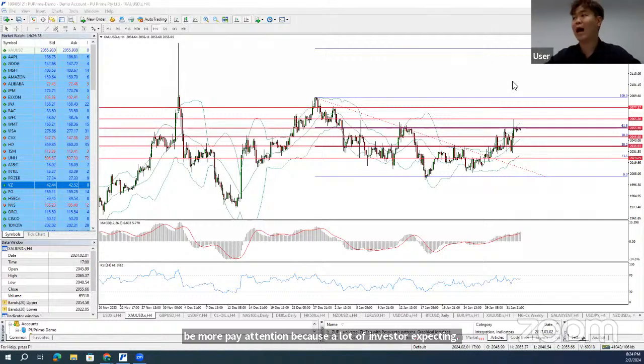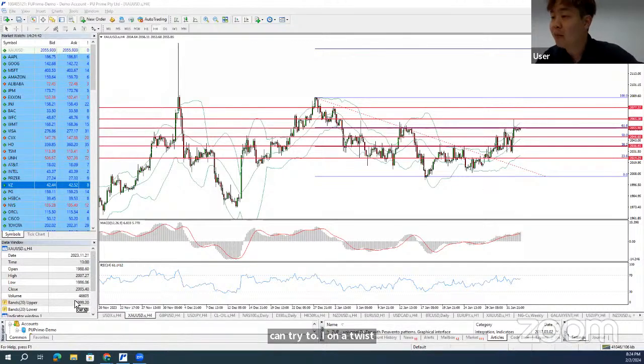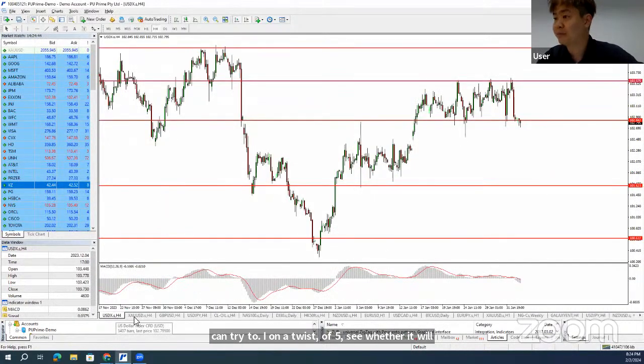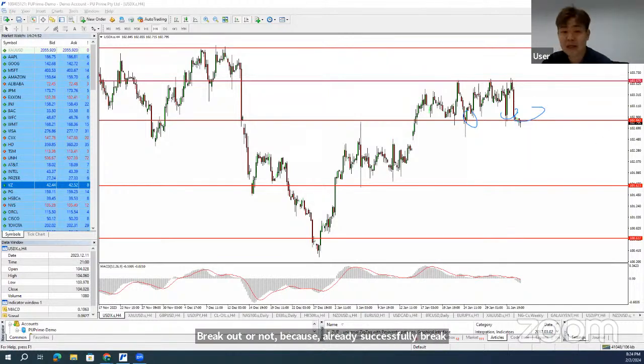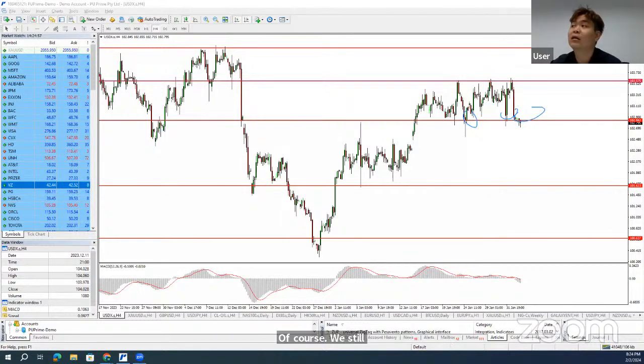So you can try to keep an eye on the 2055, to see whether it will experience a successful breakout or not for the gold market, because the dollar has already successfully broken below the support level. So this is how we analyze it. Of course, we still need to stay tuned to the NFP data tonight before we enter the trade.